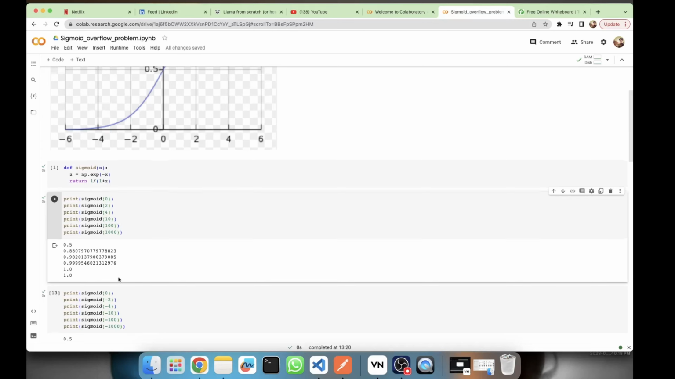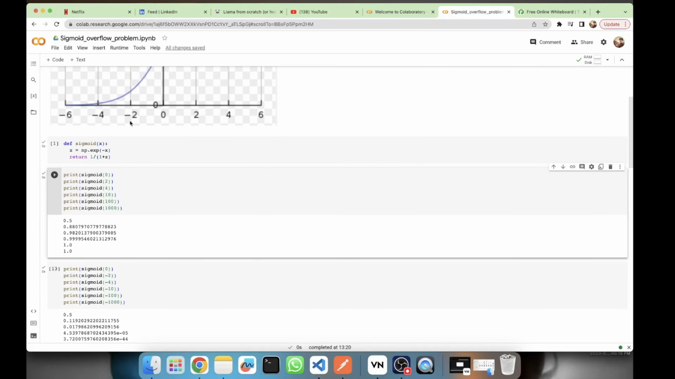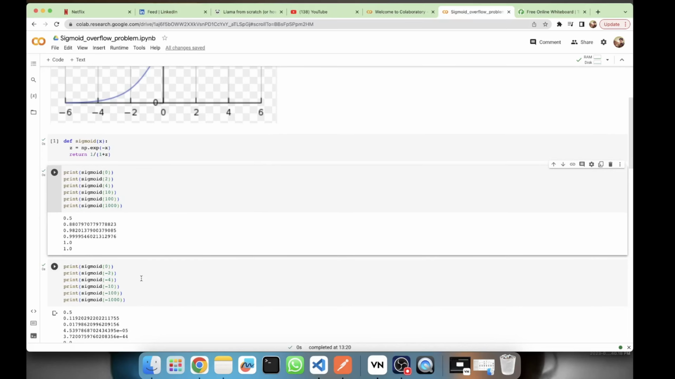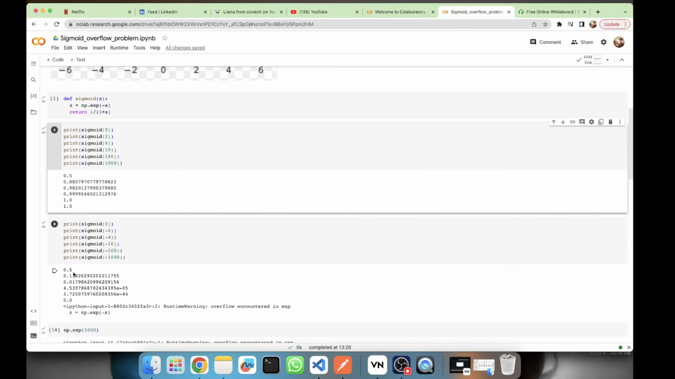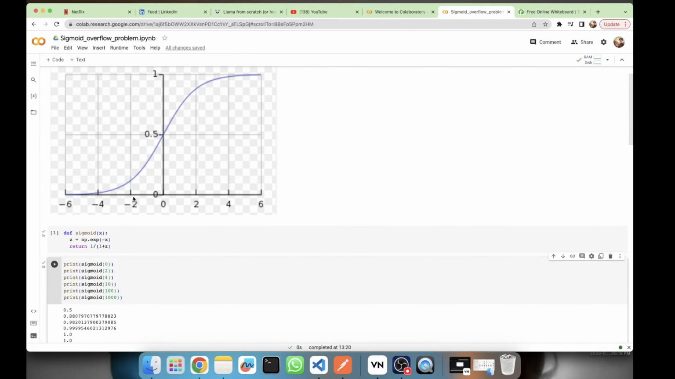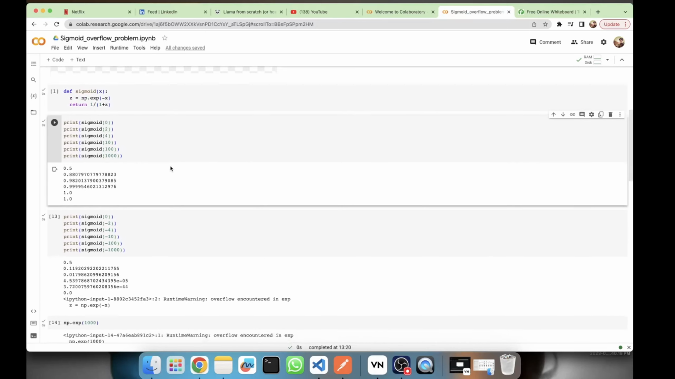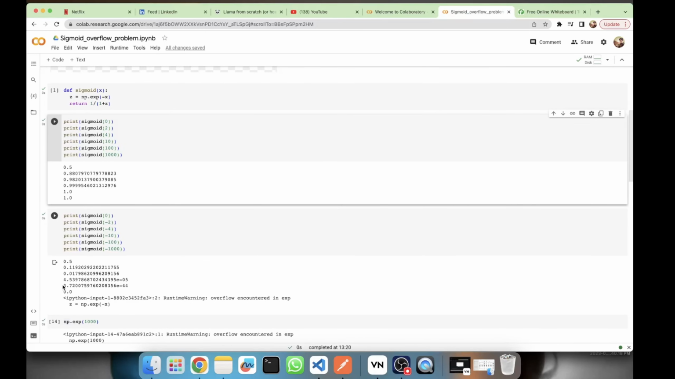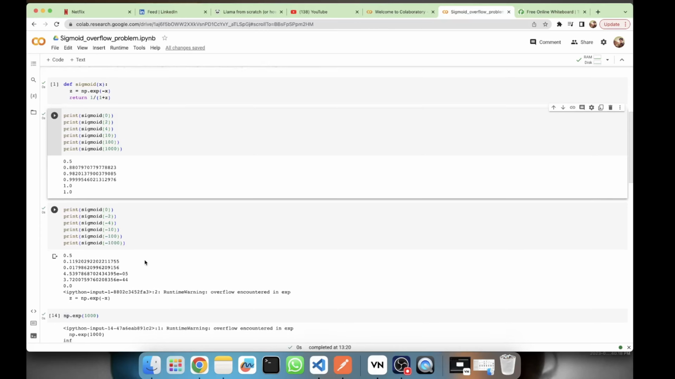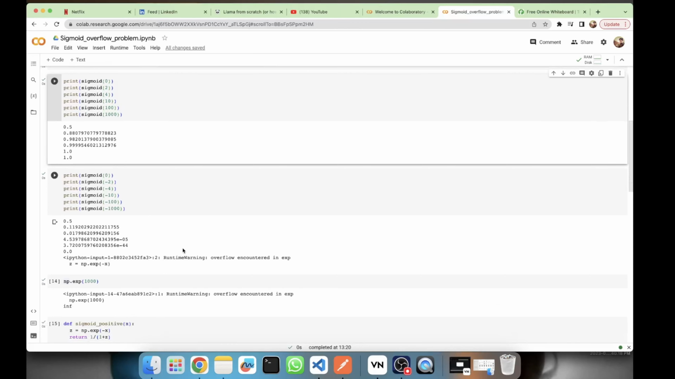Okay, let's try to pass it negative values. 0, minus 2, minus 4, minus 100 and minus 1000. Up till here it was fine. 0.5, and minus 2 gives a value close to 0.11. Minus 4 is also close to 0, and finally at minus 100 you're getting a value 0. But when you pass the value minus 1000 to it, it gives an error, an overflow error.